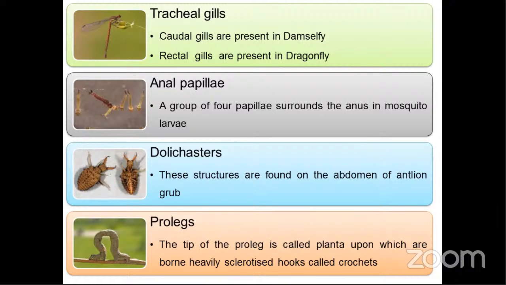And it has sclerotized hooks which we call crotchets. So the planta contains hooks called crotchets, which are useful in crawling and clinging to the surface. But in the case of mustard sawfly, 6 to 8 pairs of abdominal legs are there, whereas in the remaining insects, 2 to 5.